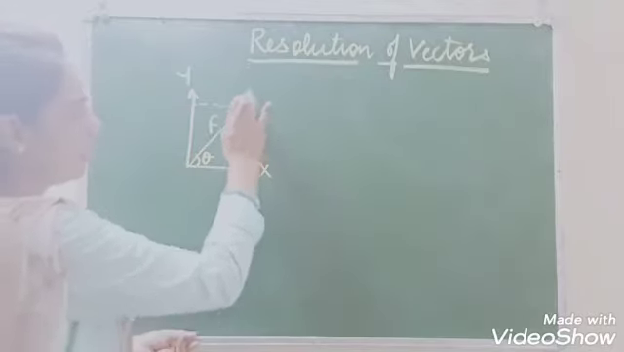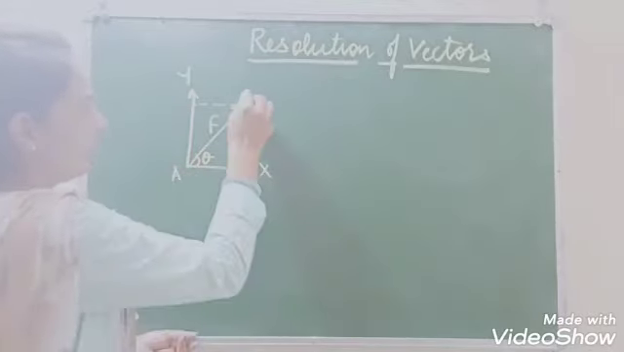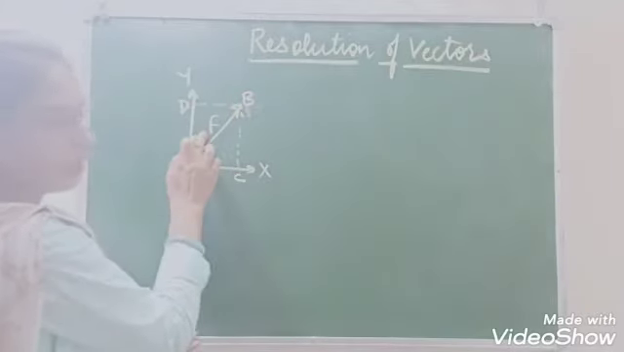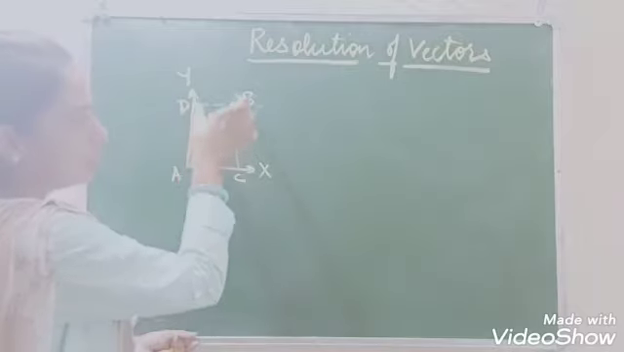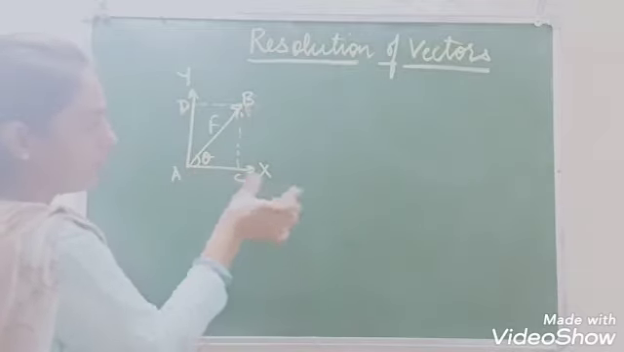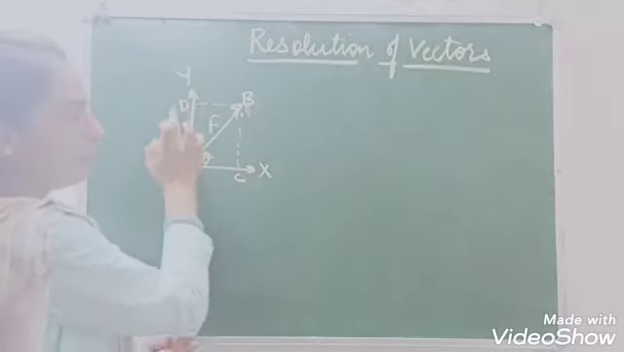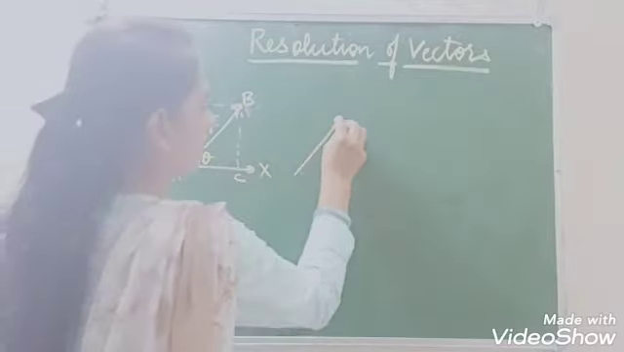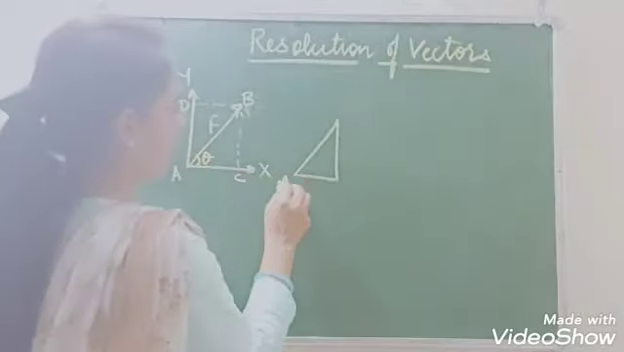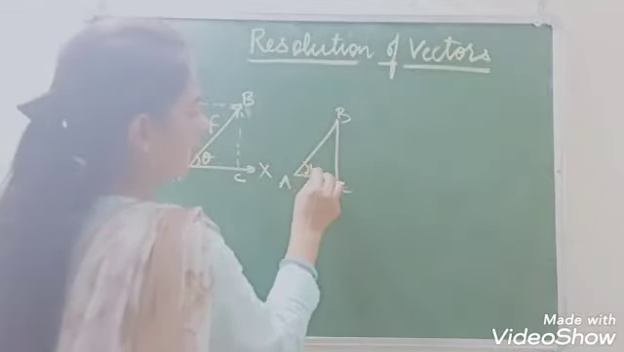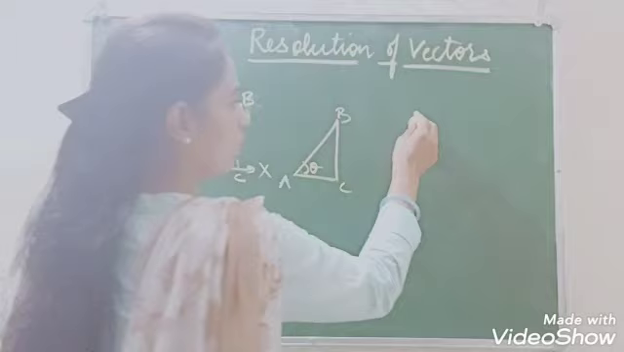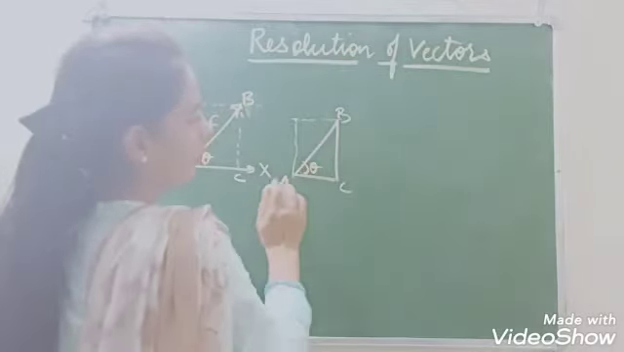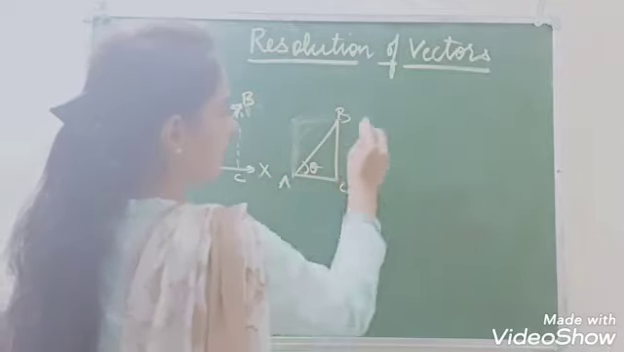Let me name the triangle A, B, C, D. AB is vector F, AC is the component of F in the x direction, and AD is the component of F in the y direction. I am drawing these two triangles. This is ABC, inclined at an angle theta. Okay, we know, and this also I will draw. Or let it be like this, ABC.